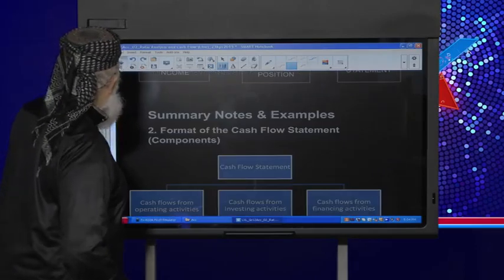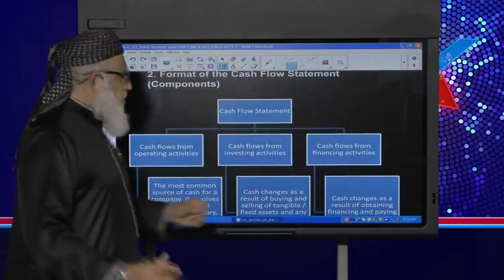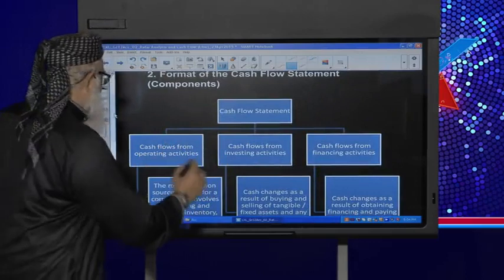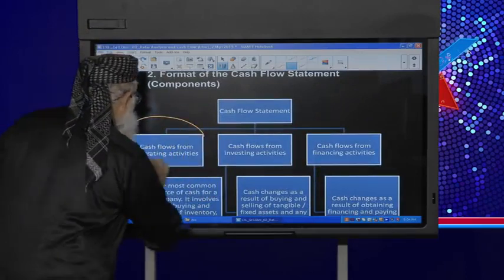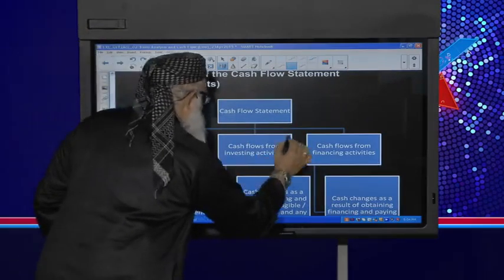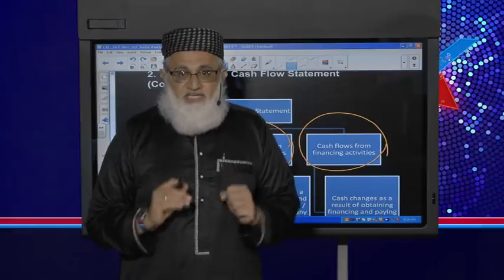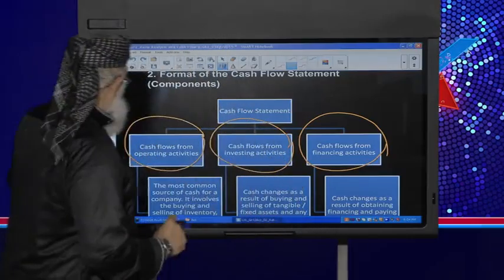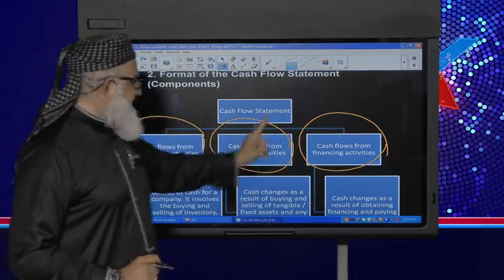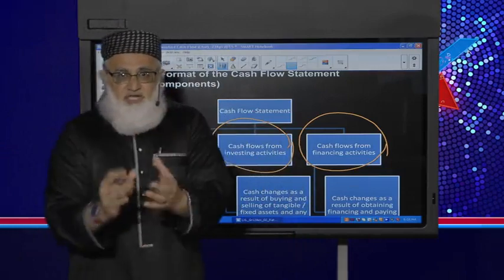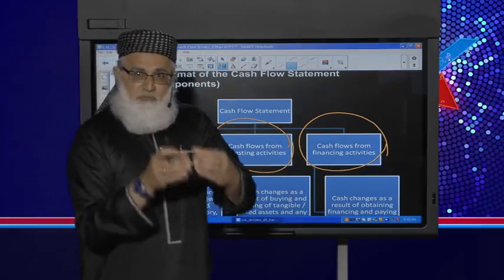What do we want to know? Number one, when you're looking at the cash flow statement, primarily you're looking at operating activities, investing activities, and financing activities. So the three components of your cash flow statement would be operating, investing, and financing. A cash flow, guys, is about structure. Structure yourself. Make sure that your planning is in order.